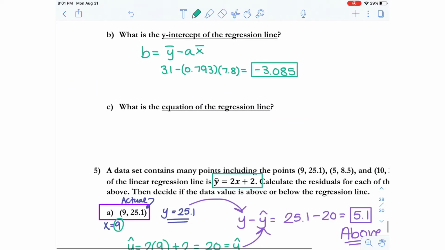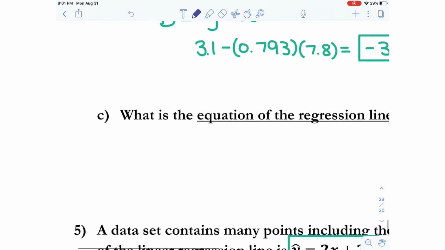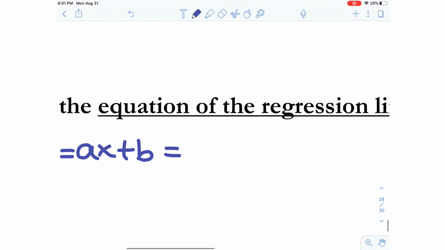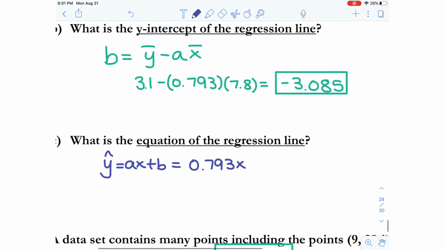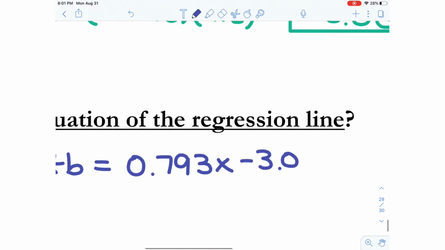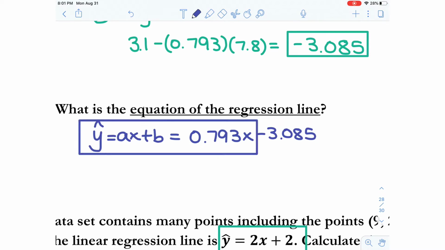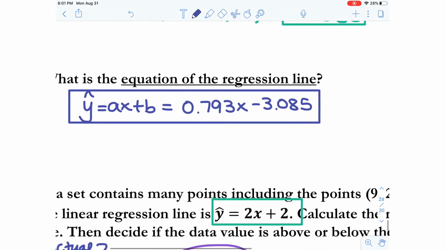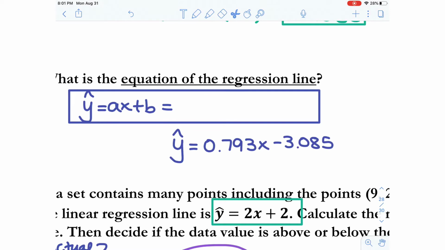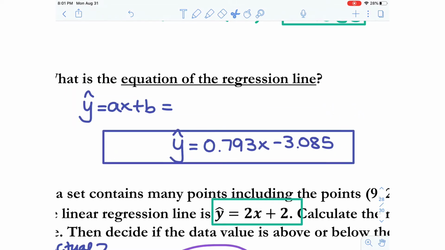So then what is the actual equation? Just put everything together. y hat equals ax plus b. So y hat is 0.793x minus 3.085, and that is the answer. I guess I should write y hat equals, and then we'll write it like this. So this is my answer.